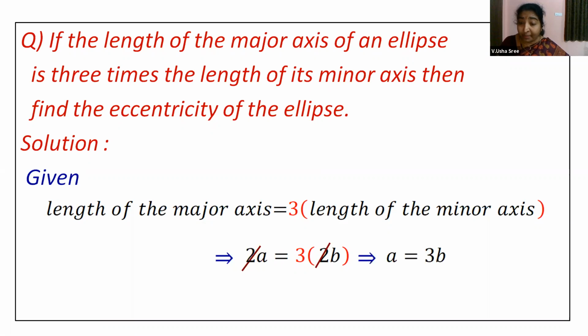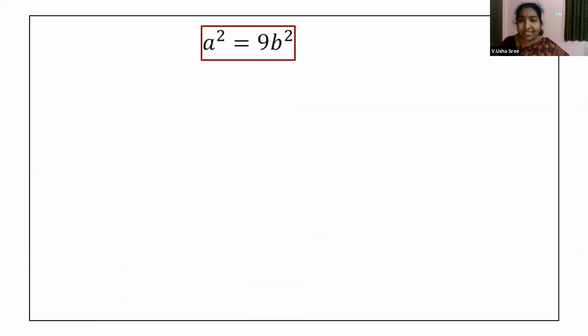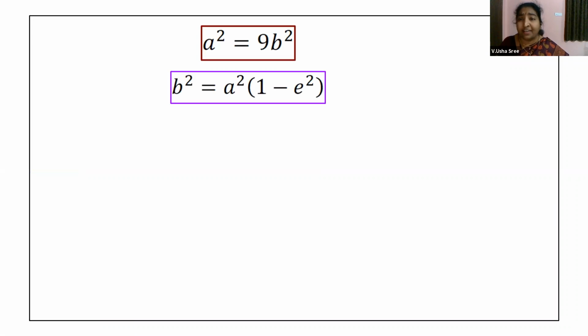When A is equal to 3B, can we write A square? Yes, why not? A square is equal to 9B square. Now, what is that we need to calculate? Eccentricity. Now, when we write A square is equal to 9B square, we don't have E in the statement. So how can we calculate? Now we'll go with the basic formula, that is B square is equal to A square into 1 minus E square. Now, what all values we know, we will just substitute, children. Remaining, we will try to calculate.